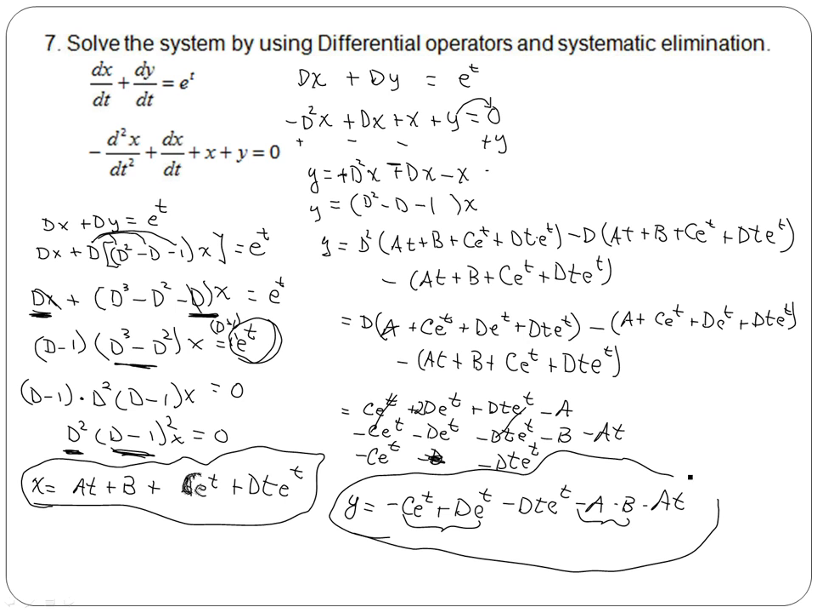There are other ways to solve systems of equations. Using this differential operator is one way. You could also have solved this differential equation by rewriting it in terms of derivatives: x prime plus x triple prime minus x double prime minus x prime is equal to e to the t. You could have solved that as a higher order linear differential equation with constant coefficients.